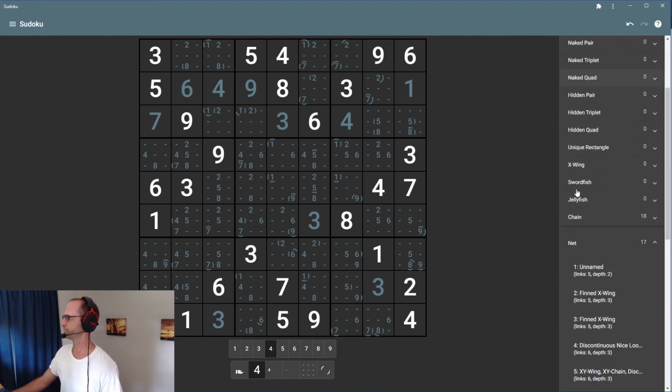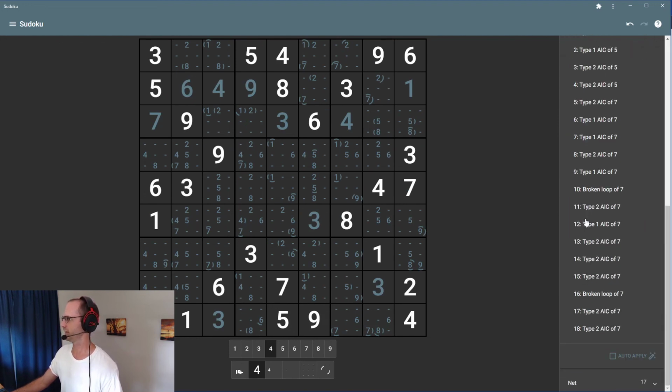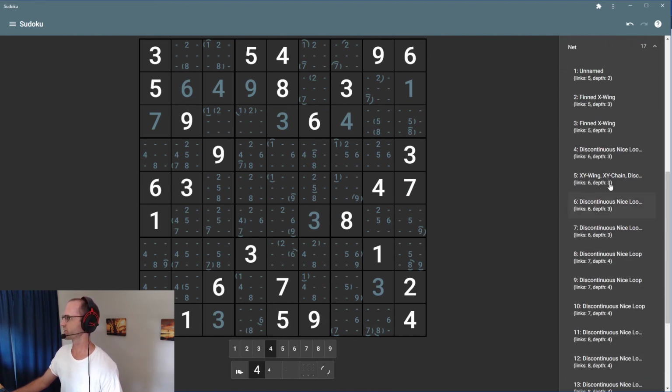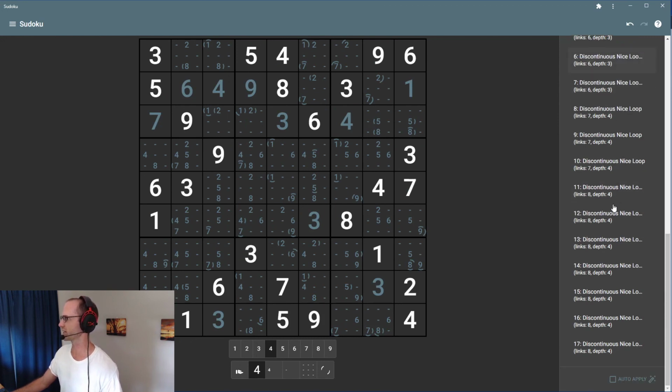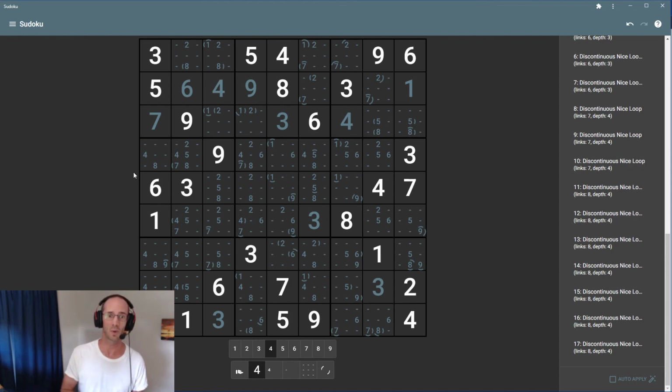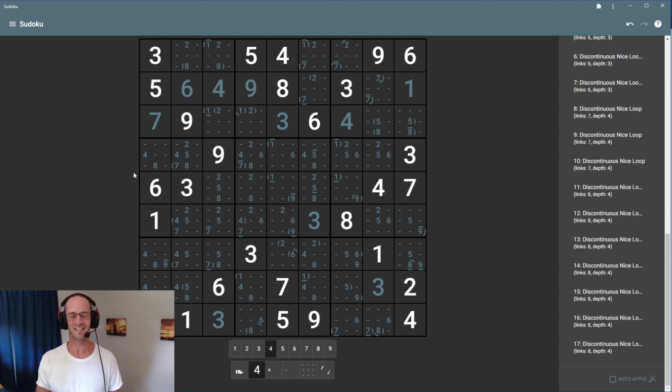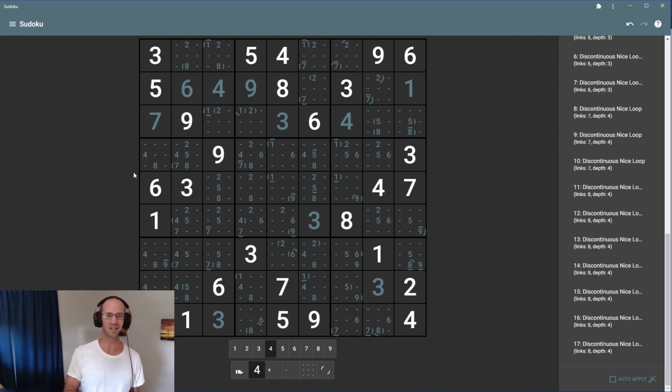But now we're still in tough stuff. Finned X-wings, unnamed. I'm feeling pretty good. This is actually a difficult puzzle that required some advanced chaining to figure out. Or, like finned X-wings and that kind of wild stuff. So, cool. I don't feel so bad about the crazy ways I went about doing it.